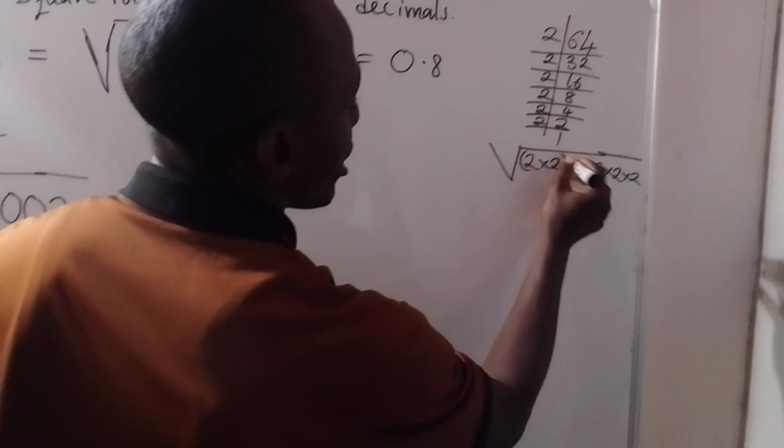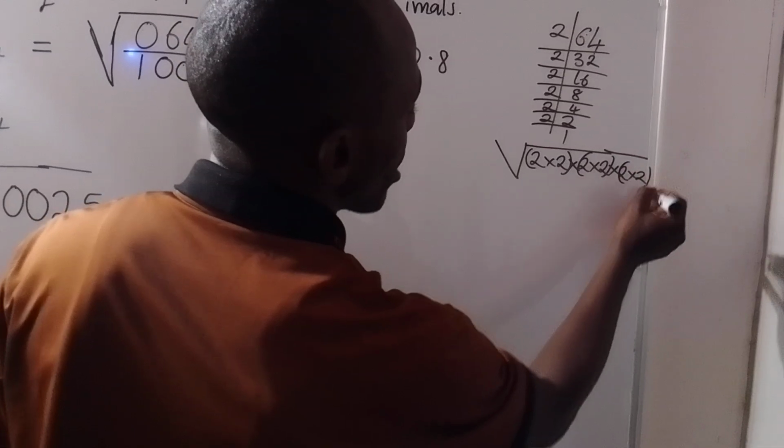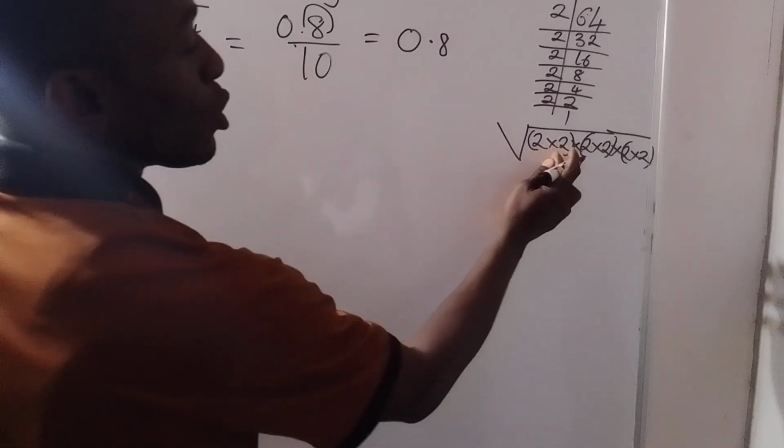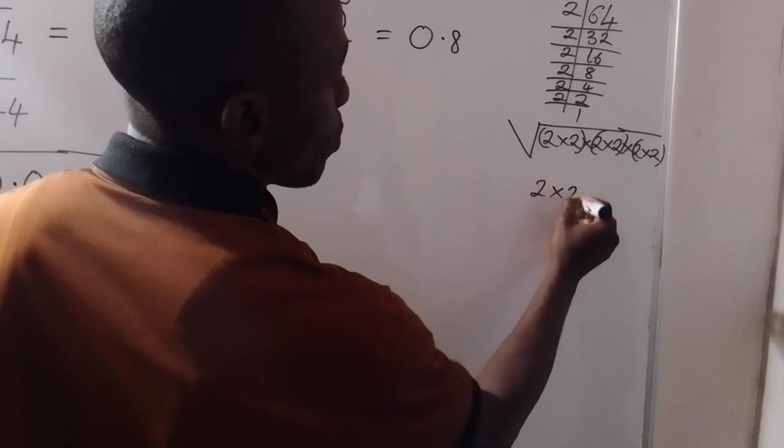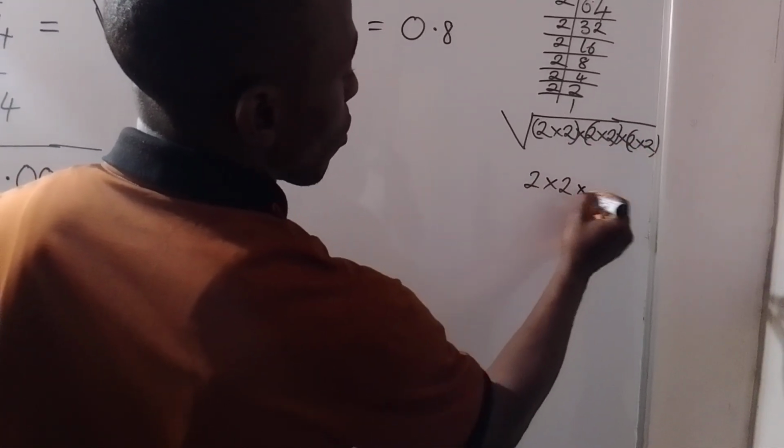Now you pair each two, the same. The numbers must be the same before you pair. So each 2 you pick 1. Multiply by each 2 you pick 1.